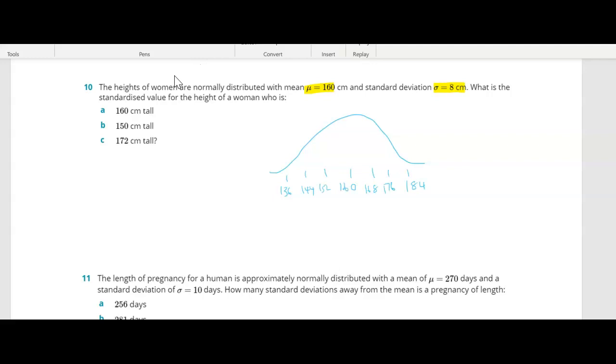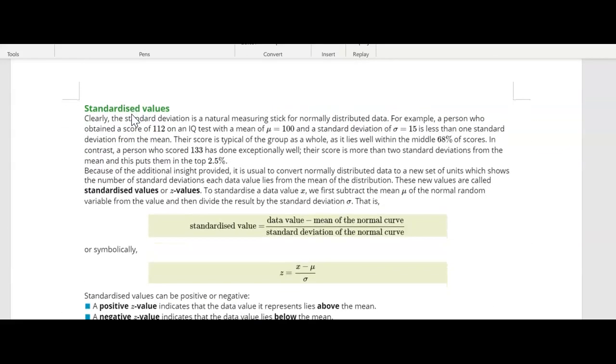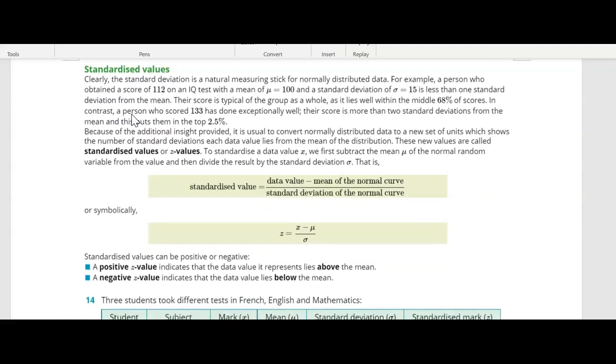Okay, so what is the standardized value? Oh, actually, we're not doing that. Sorry, I should have read the question first. It's actually asking for the standardized value, not the bell-shaped curve, but there's a bell-shaped curve for you. All right, so the standardized value. Oh, I've put this question in the wrong spot. Okay, that's me rushing and not thinking about the questions. All right, let's jump ahead quickly.